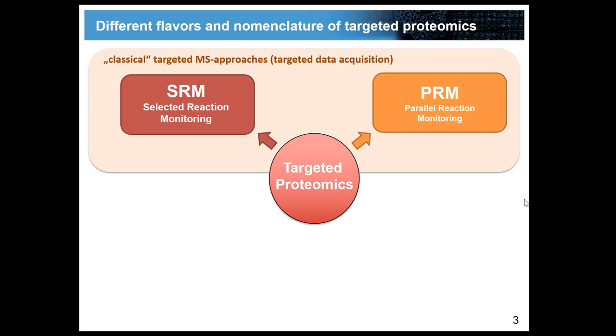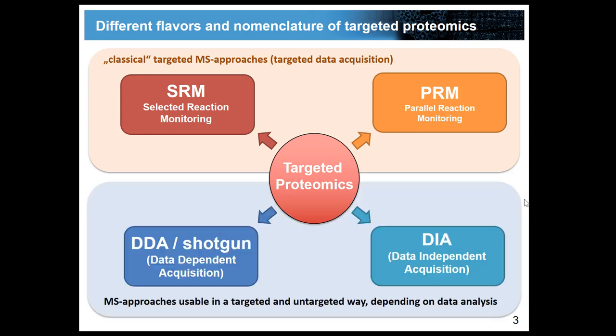But nowadays there are also alternative ways to do targeted proteomics. These include, for example, DDA, so typical data-dependent acquisition or shotgun analysis, and also DIA, data-independent acquisition. With these two mass spectrometric approaches, the special thing is that you can use them in a targeted as well as in an untargeted way, depending on how you analyze the data. So the data acquisition itself with both of these methods is not performed in a targeted way, but after the acquisition, the data analysis can be performed in a targeted manner. And then these methods also fall into the category of targeted proteomics.